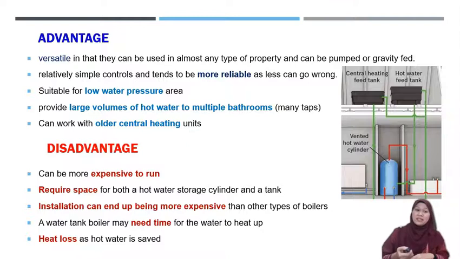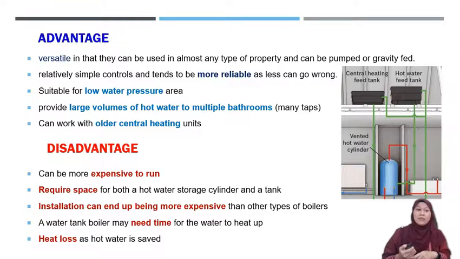The disadvantage is it is more expensive to run because you have 2 tanks to maintain. Okay, you need to be very careful to check, always check on these tanks and the system. And it requires space because you have to put the 2 storage tanks. Okay, and also you have a hot water storage cylinder also, so you need lots of space. If you have a small house, it's not really appropriate to use this kind of boiler because it needs space.